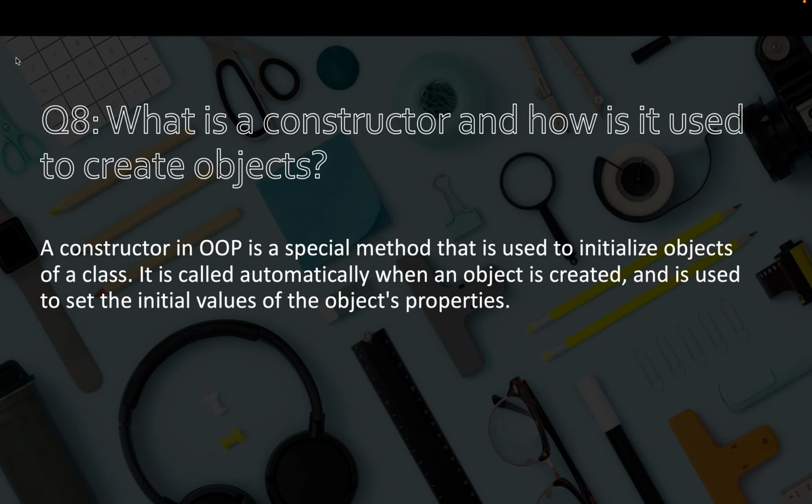Question number 8. What is a constructor and how is it used to create objects? A constructor in object-oriented programming is a special method that is used to initialize objects of a class. It is called automatically when an object is created and is used to set the initial values of the object's properties.